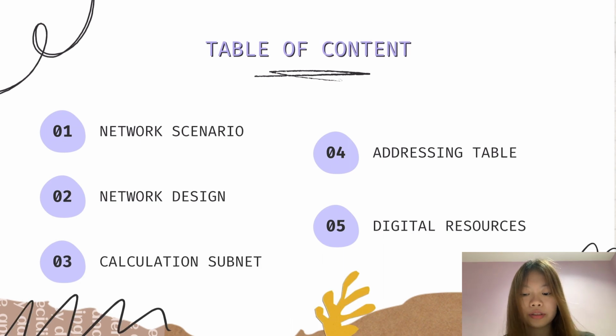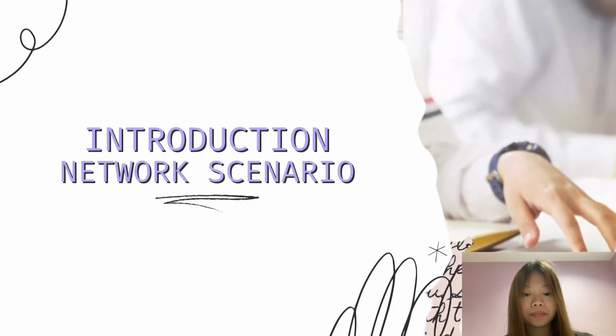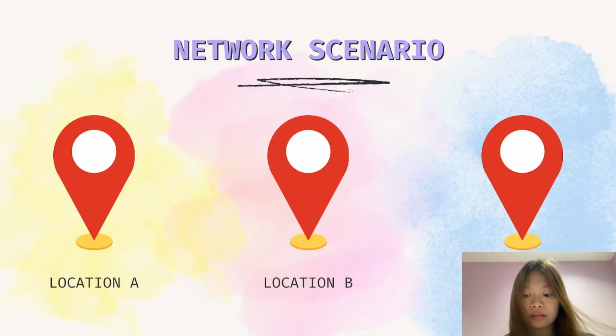The table of contents, which is what we are going to talk about today, is the network scenario, network design, calculations of the subnet, addressing table, and digital resources that we use. For the introduction of the network scenario, there are three locations: location A, location B, and location C.